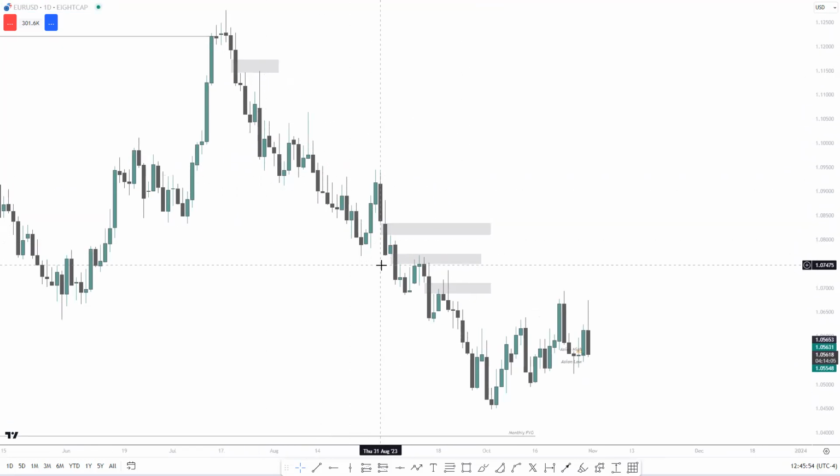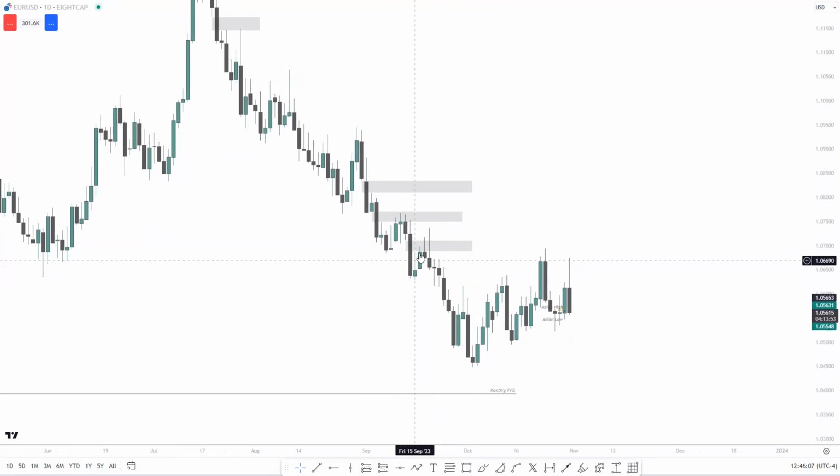Now we have another example right here. So price gets into a fair value gap, which is internal range liquidity. And then where does it go? It goes into the external range. It then once again goes into the internal range. And then where does it go? It goes into the external range.